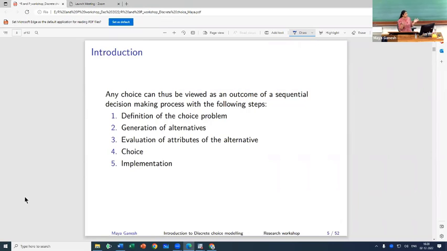So in this case, what did we choose? We chose that there are three attributes that are important to the commuter. One is travel time, one is travel cost, and the other is comfort, right? And then we are trying to evaluate the attributes of that alternative. And then, like we said, there is a decision rule that is applied based on which I make the choice. And then there is the implementation of the choice outcome itself.